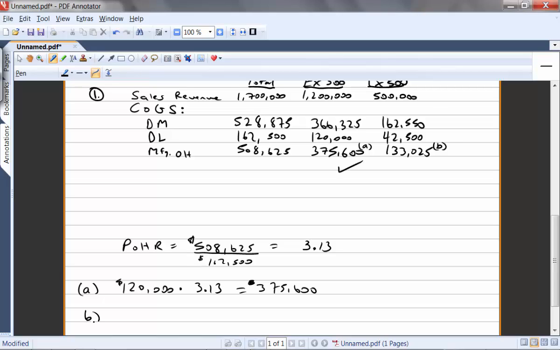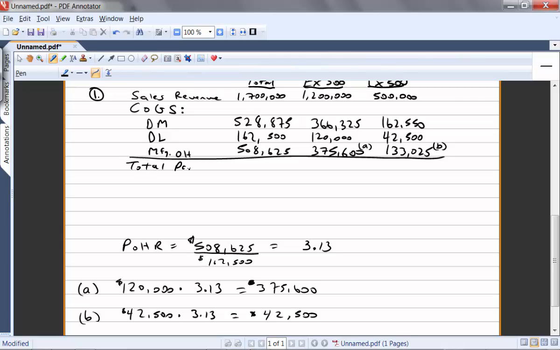And then in B, same thing. What's the cost driver for the T product? 42,500. We spent that much for direct labor for the T product. Times the predetermined overhead rate, and you get the 133,025. So we've assigned overhead to both products, and those are the total product cost under the traditional system. Direct materials, direct labor, and manufacturing overhead, or cost of goods sold if you want to think of it like that.